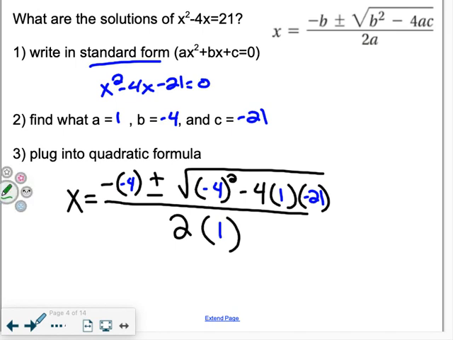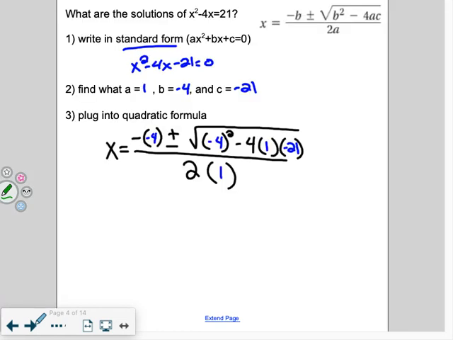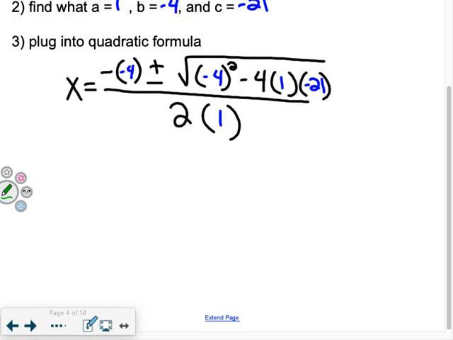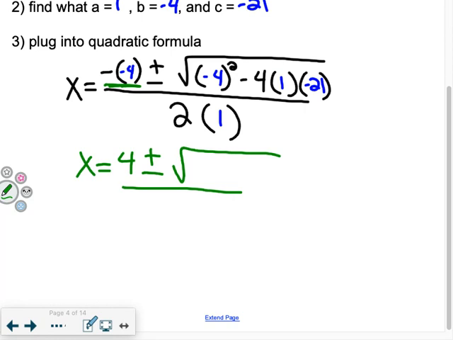What we're going to do in these types of problems is almost break it into 3 parts. We're going to solve for these 3 parts. 2 of them are really quick and easy. The third one takes a little bit of time. But first let's focus on what's going to be here. x is equal to, if I have negative 4, it's going to be positive 4, plus or minus, we will come back to this, all over 2 times 1, which is 2. Those were the 2 easy parts.